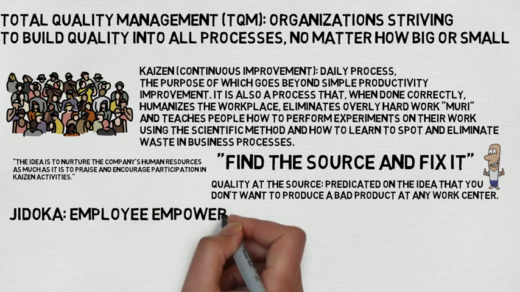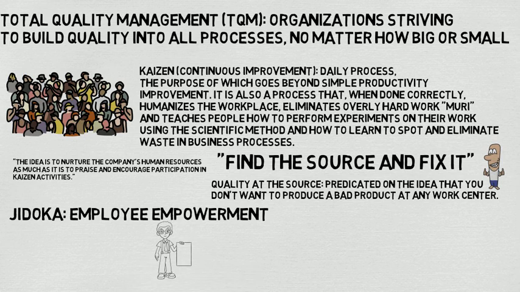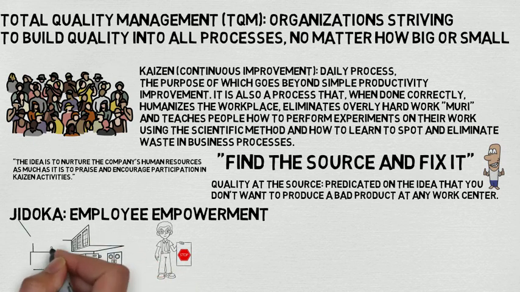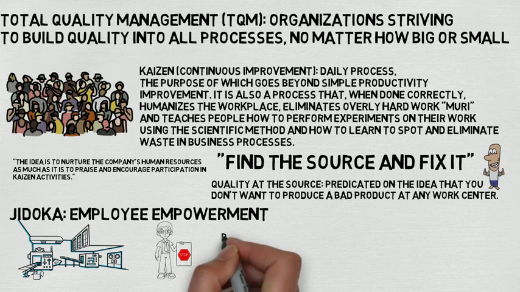Jidoka is another term for employee empowerment. This concept gives lower-level employees, or the ones who see the process functioning on a day-to-day basis, the power to stop an assembly line. In traditional manufacturing plants, only upper management was allowed to stop assembly lines. However, this produced waste in the form of time to stop defects produced.